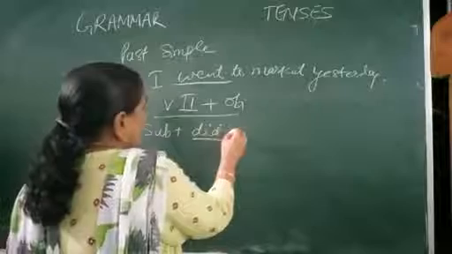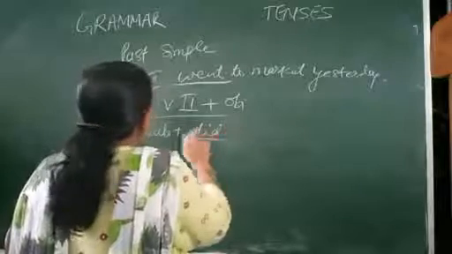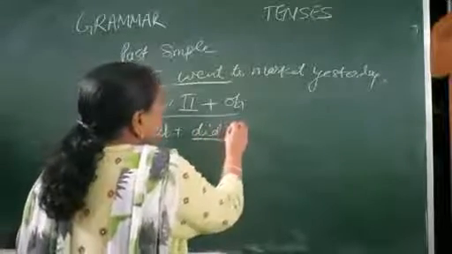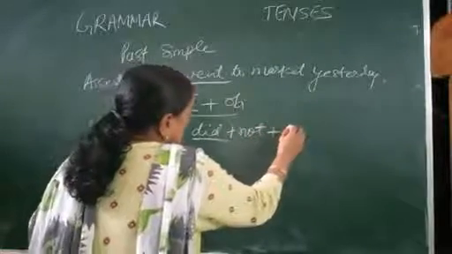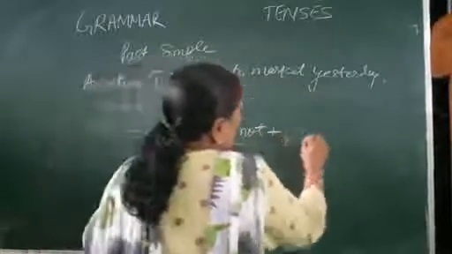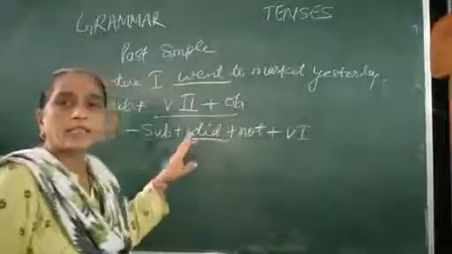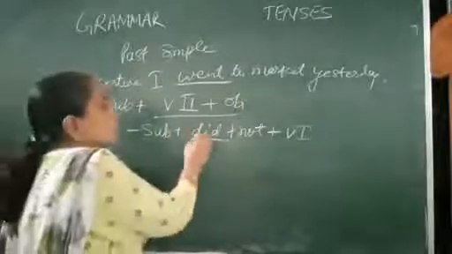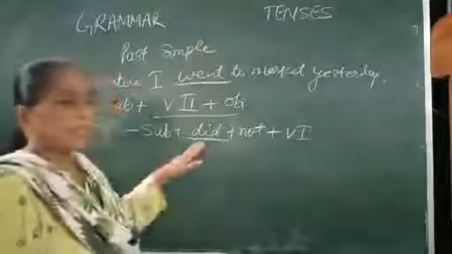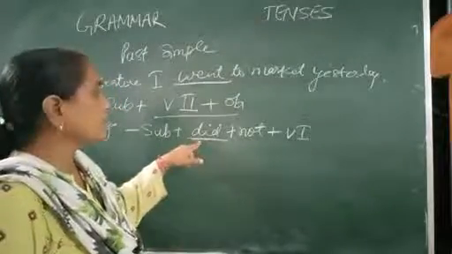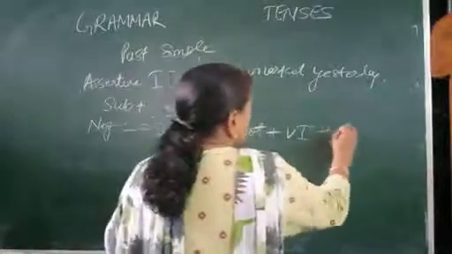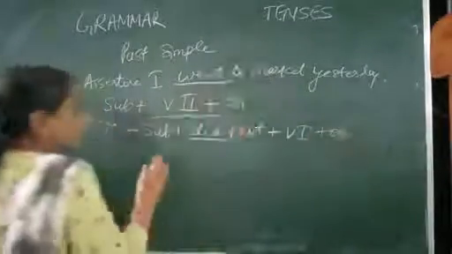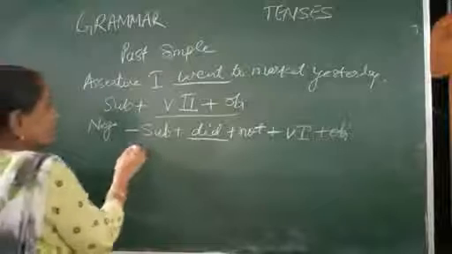I, subject plus did plus not plus verb's first form. Now you have to take care, very precise about using this past tense in negative form: did is added and the first form is used here, then comes the object. I hope you have got it.